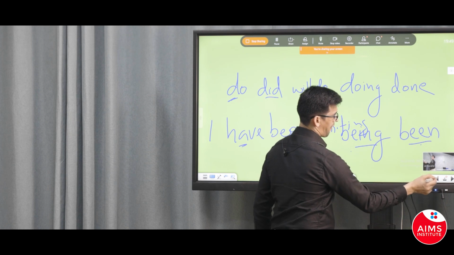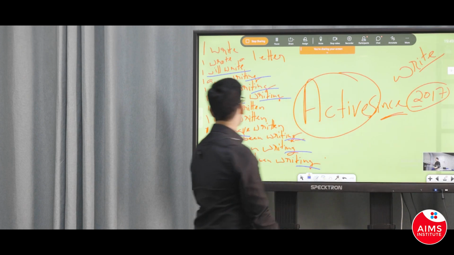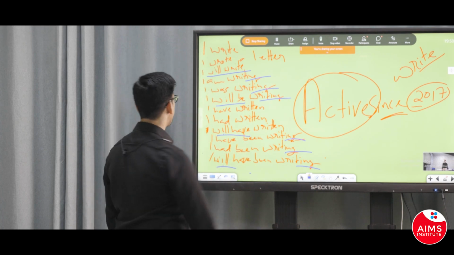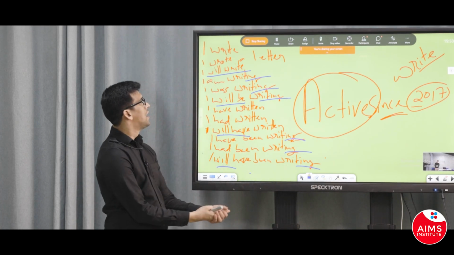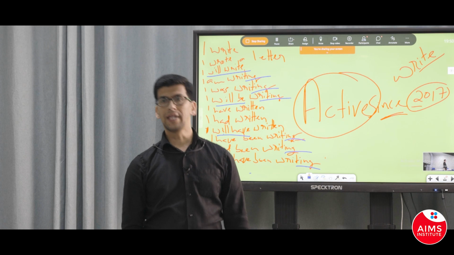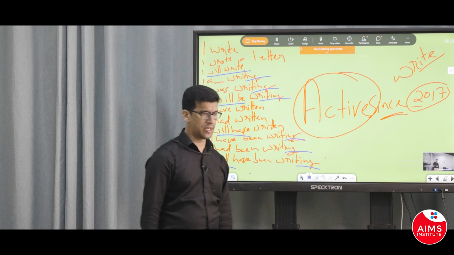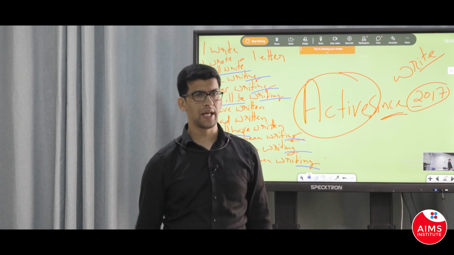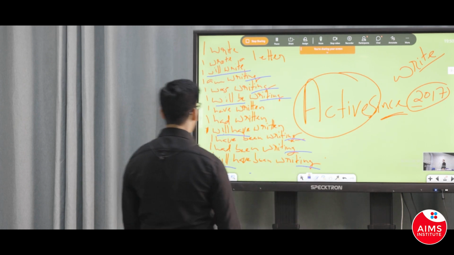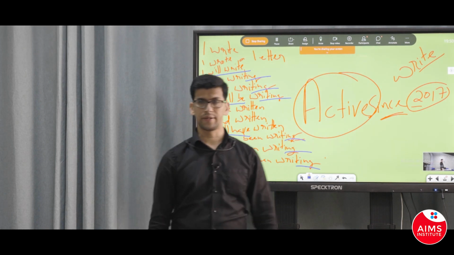Why did I say this? Coming back to this sheet. Let's assume after I write, there is I write a letter, okay? I write a letter, I wrote a letter, I will write a letter, I am writing a letter, I was writing a letter, I will be writing a letter, I have written a letter, I had written a letter, I will have written a letter, I have been writing a letter, I had been writing a letter, I will have been writing a letter.